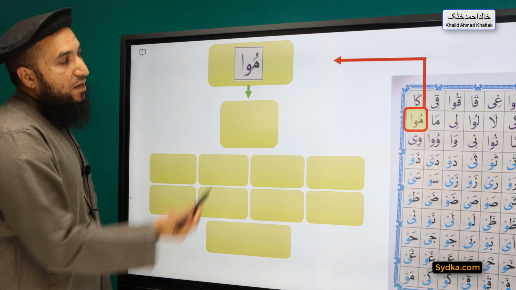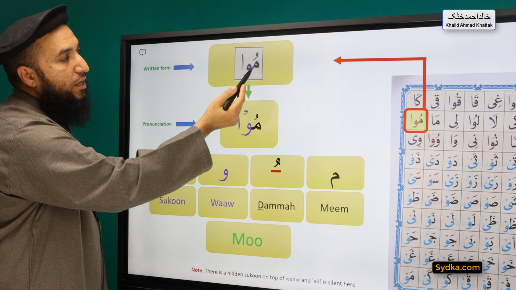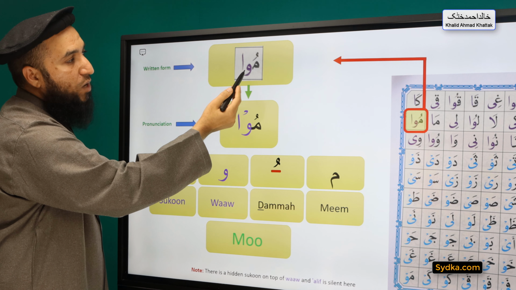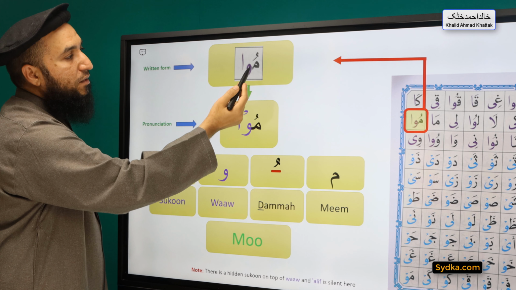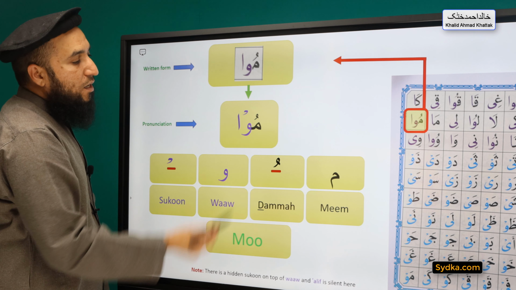The next syllable we have is Mim dhamma waw sukoon. Mim is a light letter, it has dhamma on top of it, it is followed by waw. Waw has hidden sukoon, and this alif is silent. Mim dhamma waw sukoon, mu.